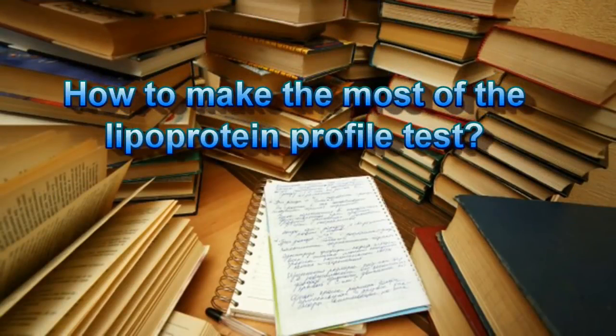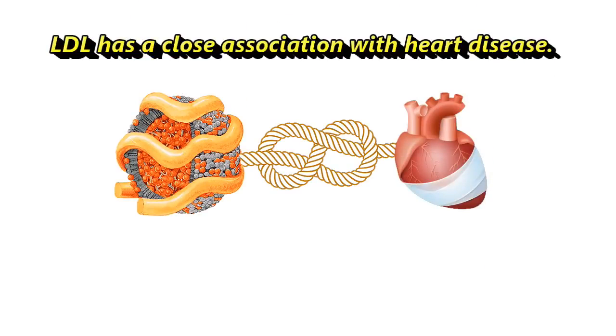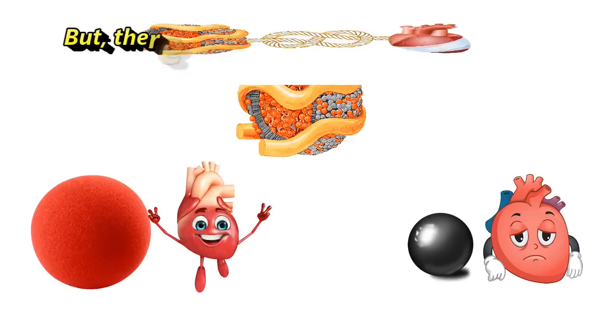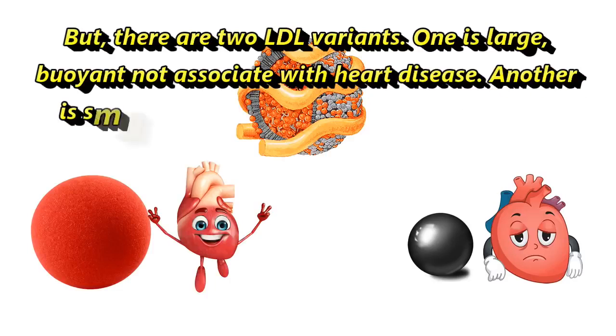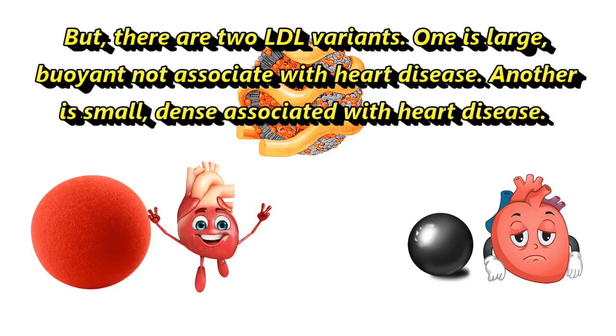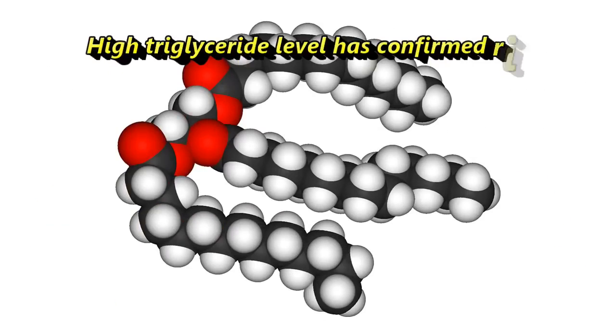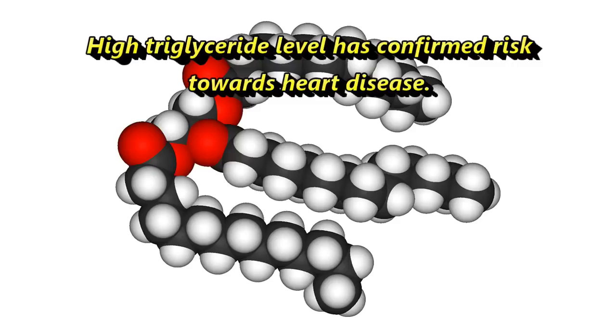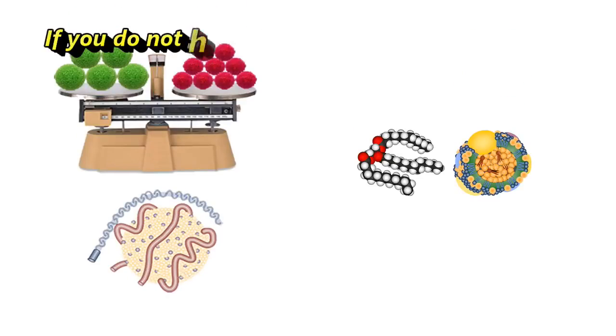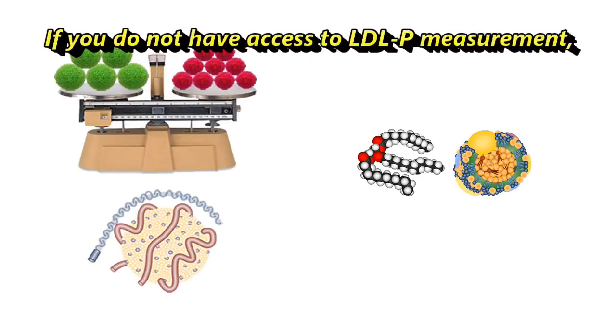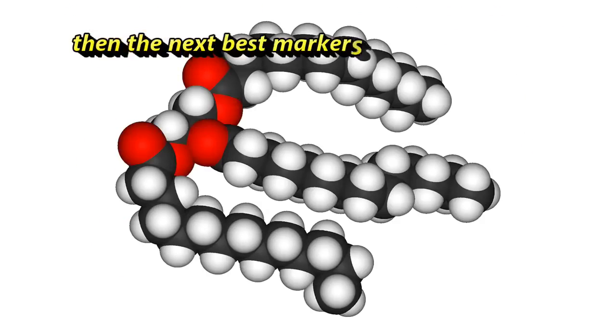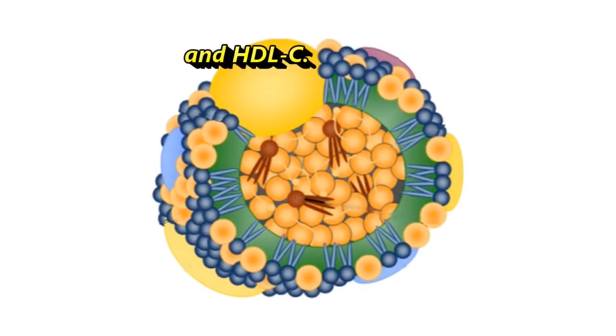How to make the most of the lipoprotein profile test. LDL has a close association with heart disease, but there are two LDL variants. One is large, buoyant, not associated with heart disease. Another is small, dense, associated with heart disease. High triglyceride level has confirmed risk towards heart disease. If you do not have access to LDL particle measurement, then the next best markers are triglycerides and HDL cholesterol.